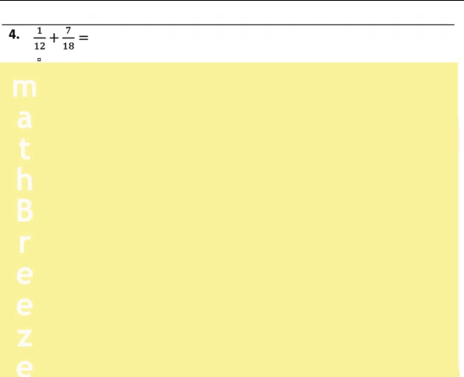In number 4, we have denominators of 12 and 18. Let me rewrite this. 1/12, I'm just going to spread them out a little bit, plus 7/18. And we want to get a common denominator. So our method is going to be as follows. Sometimes we can just guess at the common denominator, we also have a method.